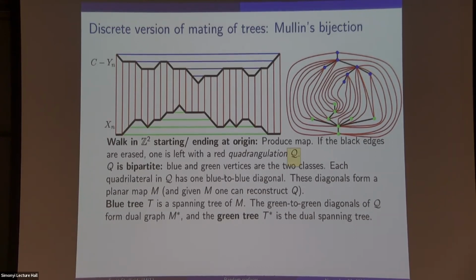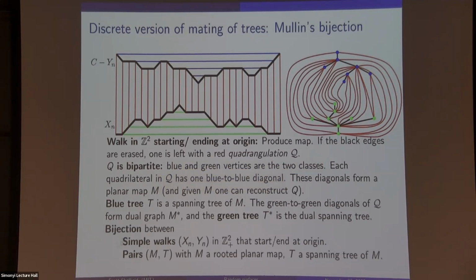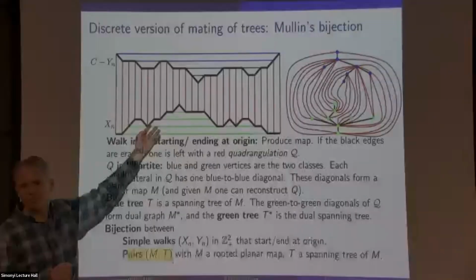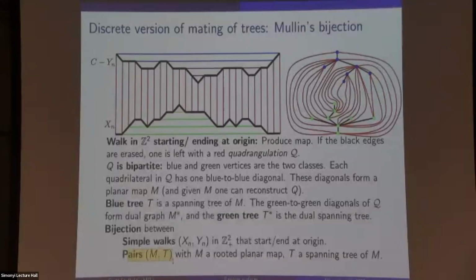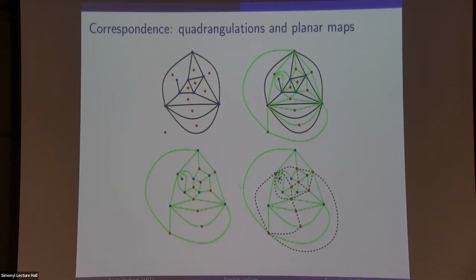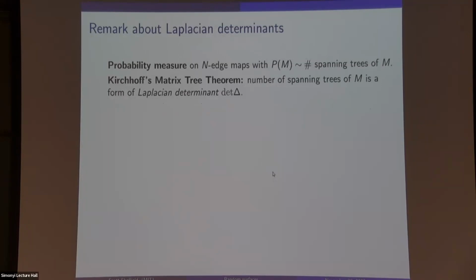So Q is bipartite. Blue and green vertices are the two classes. Each quadrilateral has one blue to blue diagonal, and they form a planar map M. And then there's a dual map M star. And so there's this bijection between simple walks in Z2 that start at the origin on one hand, and pairs (M, T), where M is a rooted planar map and T is a spanning tree of that map. So basically all I'm saying is that if I give you the pair X_n and Y_n, you can reconstruct this picture up here. And if I give you this picture up here, which is this planar map with this tree and this dual tree, you could go back and reconstruct a picture like this. So let me show you.